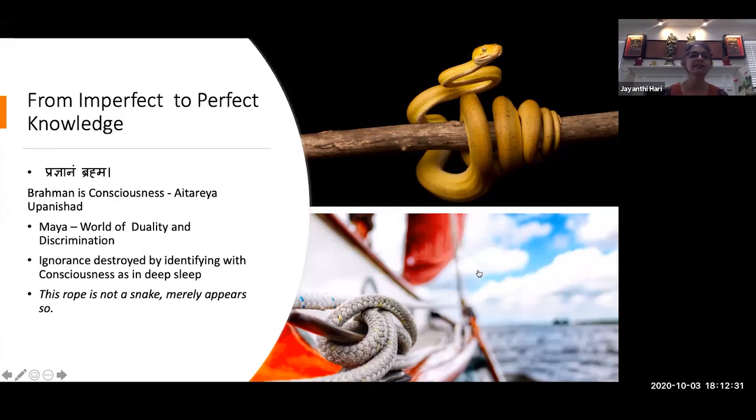Now, the analogy here is the rope is not a snake, it merely appears so. When you're walking down and it's twilight, you see something that's coiled up, twirled up, and suddenly you draw back, you withdraw, and you say, that looks like a snake. From what you know already, you impose that knowledge onto that object. Because it's twirled up, you know that a snake normally lies in a coil. So you say it could be a snake. So when you talk about Brahman, the idea is merely to break free of imposing this prior knowledge onto something that doesn't have attributes.